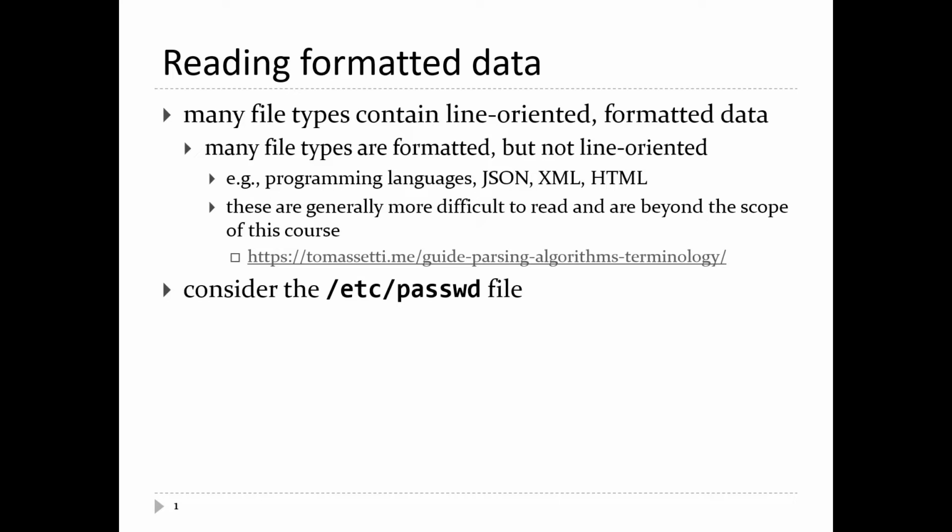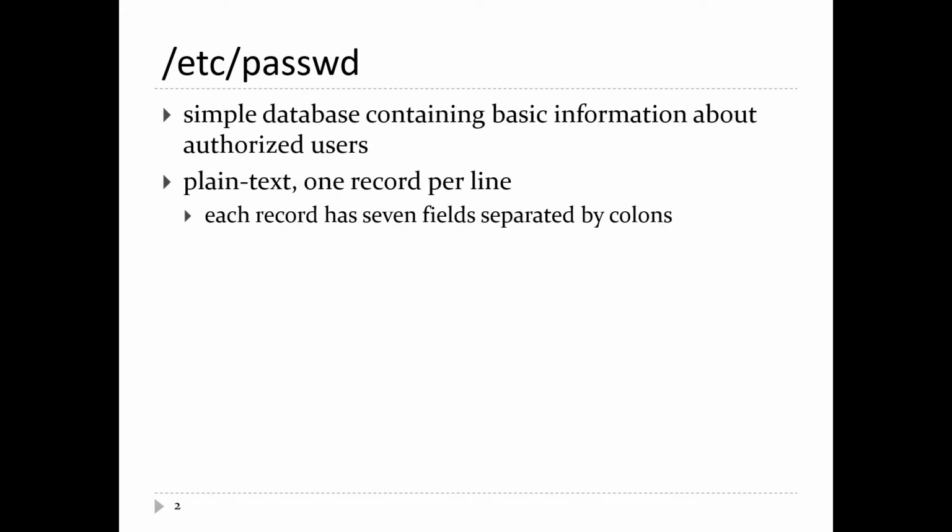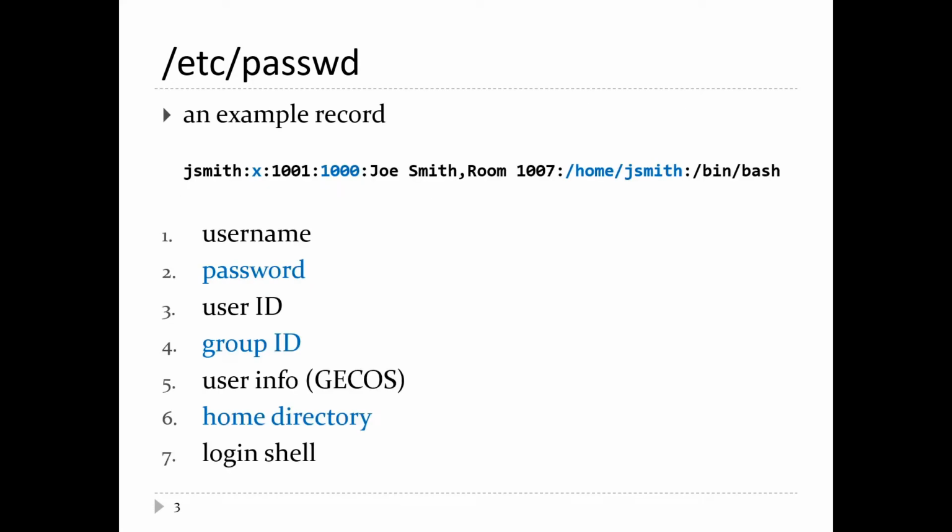An example of a file that contains line-oriented formatted data is the /etc/passwd file found on Linux systems. /etc/passwd is just a simple database containing basic information about authorized users. The format of the file is plain text. There's one record per line. Each record has 7 fields separated by colons.